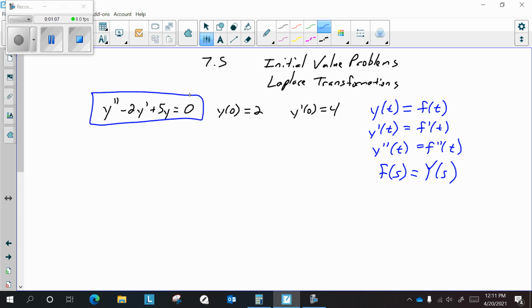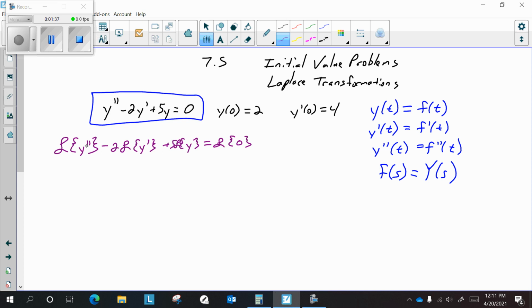So since we have three terms on the left, we're going to transform each of those terms. We're going to transform the second derivative minus twice the transform here plus 5 times the transform here. So let's just write that out. Let's transform y double prime minus twice the transform of y prime plus 5 times the transform of y. And we have to transform the other side.